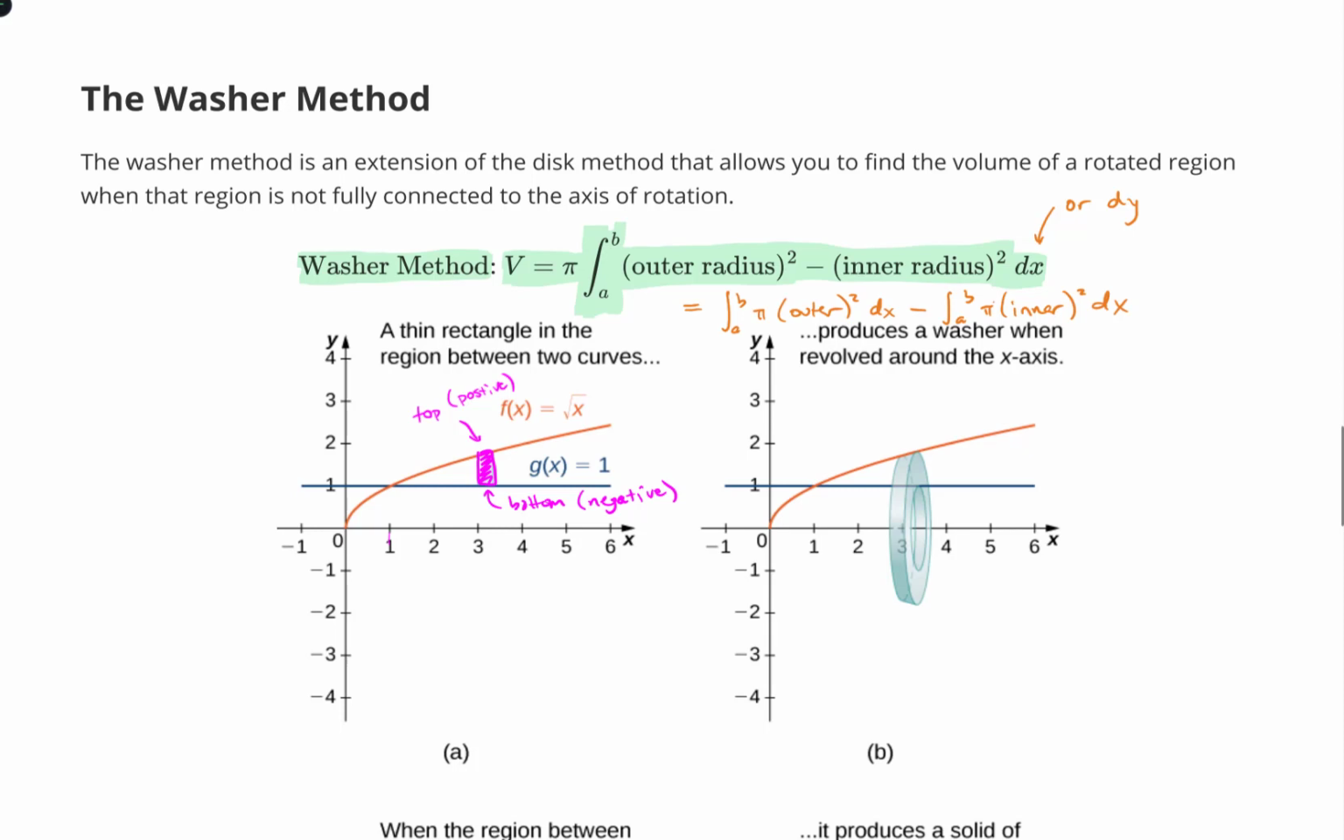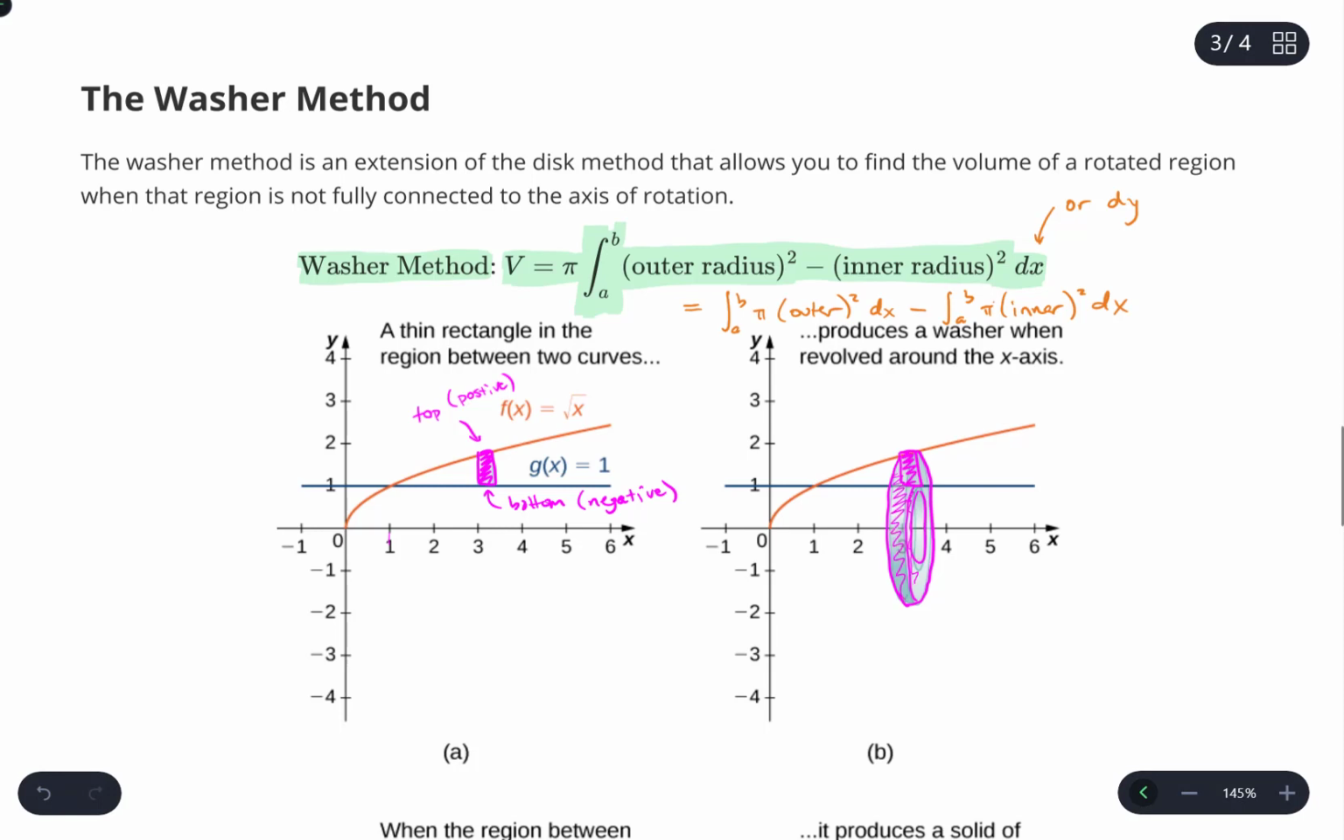Okay, so then you'll take that one rectangle, you rotate it around the axis. All right, and I'll probably ruin this picture that they've drawn here, which is so nice to start with. But essentially what it will do is produce this region that has a hole in it. Okay, that's what I'm trying to illustrate here.